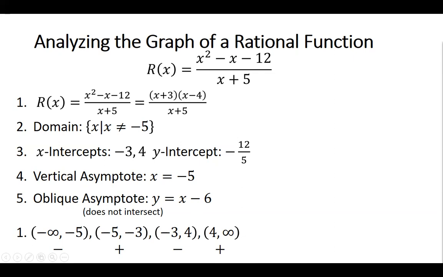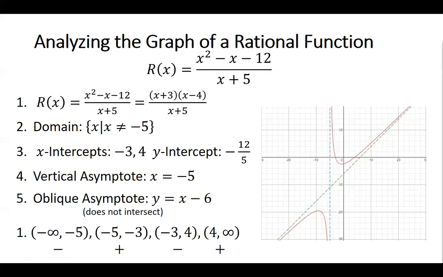So now what do we want to do? Well, we want to graph our asymptote, so x equal to -5 and y equal to x minus 6. We've got our intercepts, so we want to plot those. We know where it's positive and negative, so we're going to use that to help us. And by doing all of that, we come out with the following graph. Notice my blue dotted line is my vertical asymptote at x equal to -5. My green dotted line is my oblique asymptote, y equal to x minus 6.